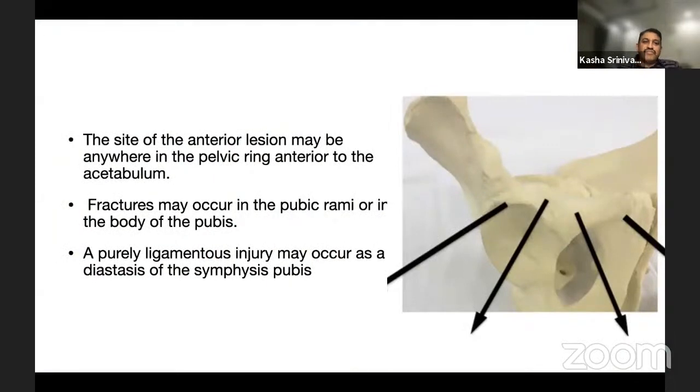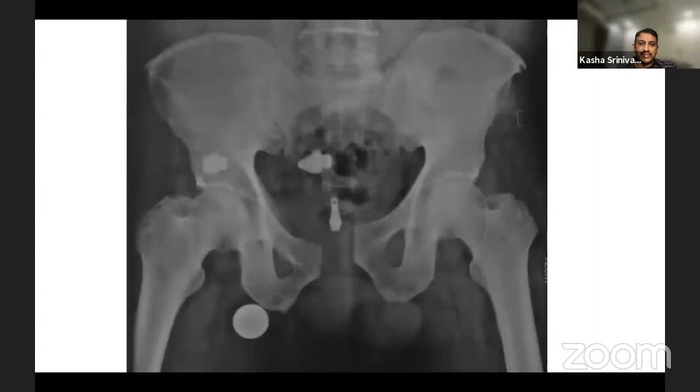It can be from the anterior part of the acetabulum to the pubic symphysis, including pubic rami and body of pubis. And of course, purely ligamentous disruption may also be there, which is a symphysis pubis disruption. But isolated pubic symphysis disruptions with a big opening don't occur unless you have a posterior element disrupted. This is an example of a 50-year-old man with a big open injury. You can make out the right SI joint is also open.